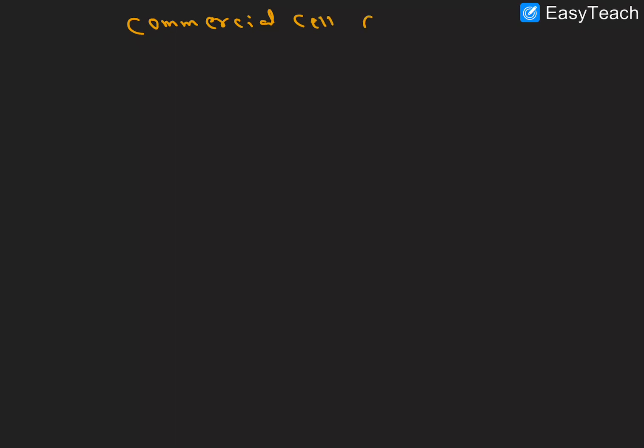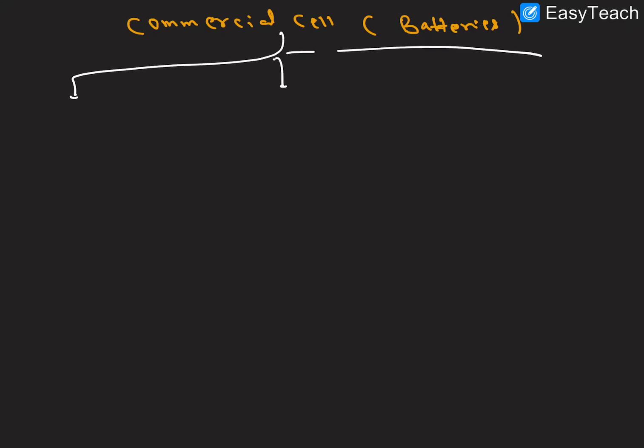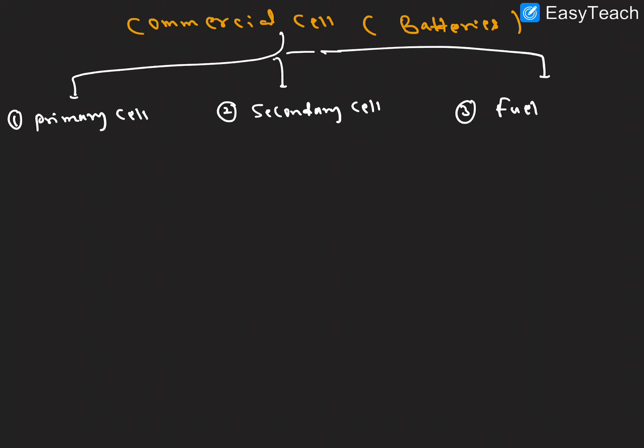Cells, we can also call batteries. Batteries are mainly of three types. The first one is primary cell, the second one is secondary cell, and the third one is fuel cell. Let me explain primary cell.